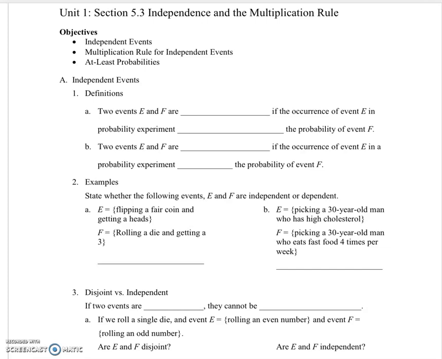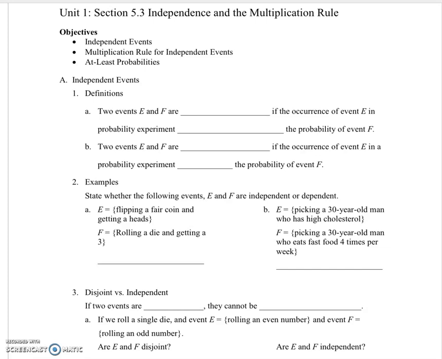Okay, this is section 5.3, and we're going to talk about independence and the multiplication rule. In 5.2, if you recall, we talked about disjoint and the addition rule. So, of course, first we need some definitions.